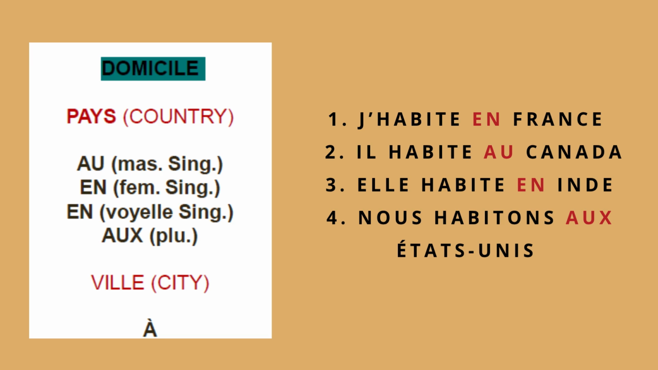He lives in Canada. Third, elle habite en Inde. Here this Inde is a feminine singular country but starts with a vowel. That's why here this is en. In India, en Inde. And fourth, nous habitons aux États-Unis. In this, États-Unis means United States. This is a plural country. That's why here we have put aux. Nous habitons, we live, aux États-Unis, in United States.